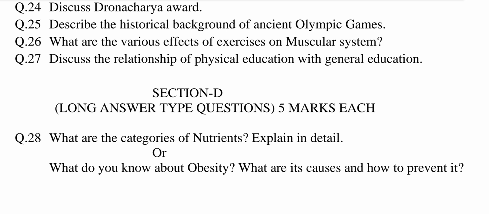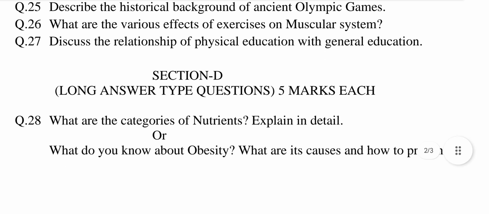Question number 25. Describe the historical background of ancient Olympic Games. This question is selected from chapter number 8, Olympic Games. The answer may be: Olympic Games were held in 776 BC at Olympia, a small township about 220 miles from Athens, capital city of Greece.